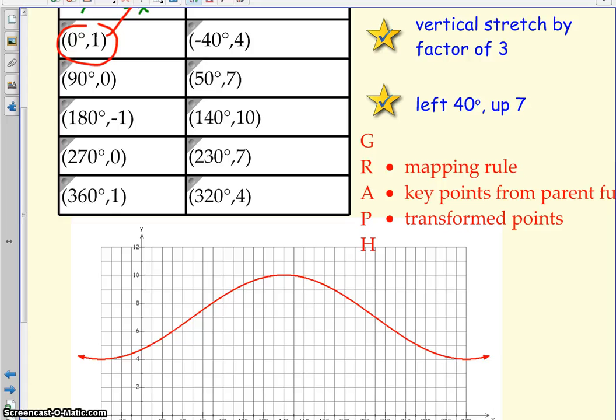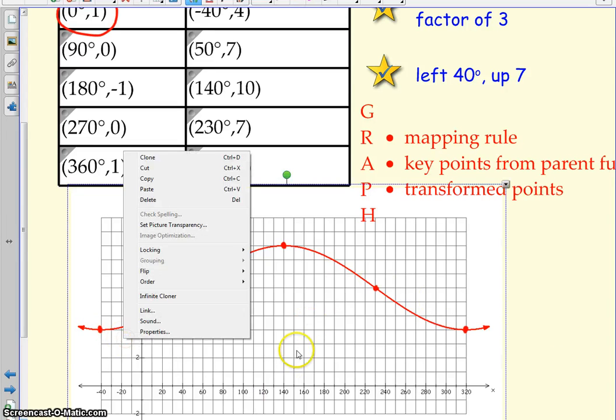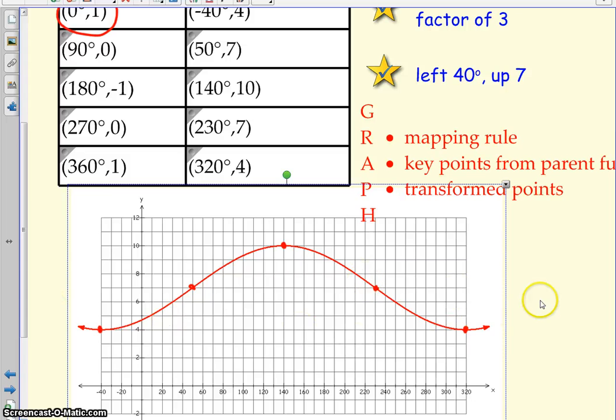And you have your key points you can see right here. So there's (-40, 4), (50, 7), (140, 10). Okay, so again, all you're going to be starting with is these 5 points right here. Okay, you make a nice smooth sinusoidal curve to connect them all. Okay, remember that this pattern will continue on forever in all directions, but again, what we've done is just graph one cycle of this graph.